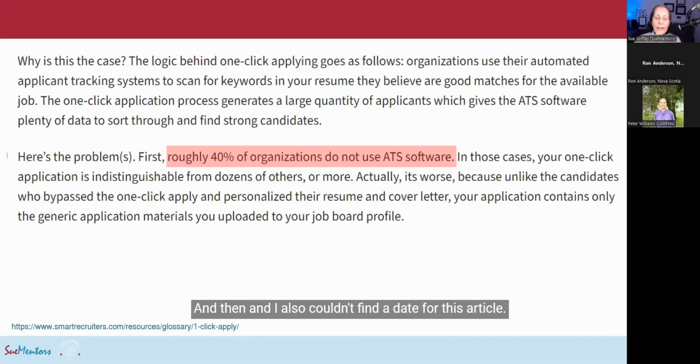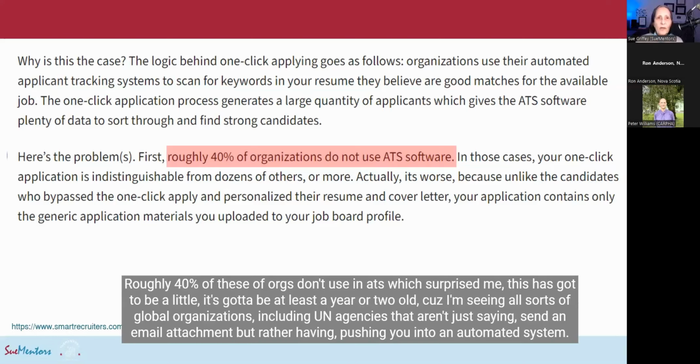And I also couldn't find a date for this article. Roughly 40% of orgs don't use an ATS, which surprised me. It's got to be at least a year or two old, because I'm seeing all sorts of global organizations, including UN agencies, that aren't just saying send an email attachment, but rather pushing you into an automated system.